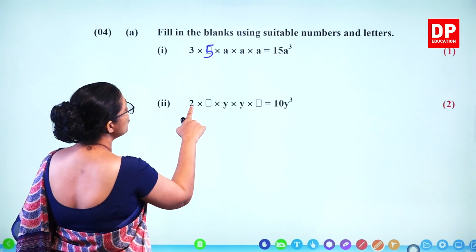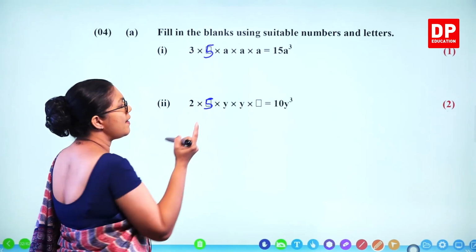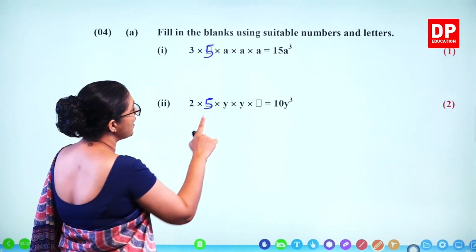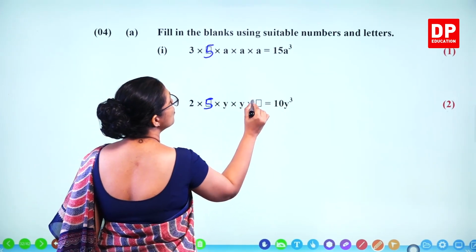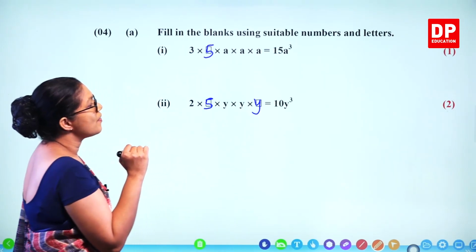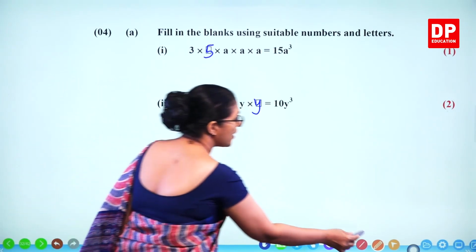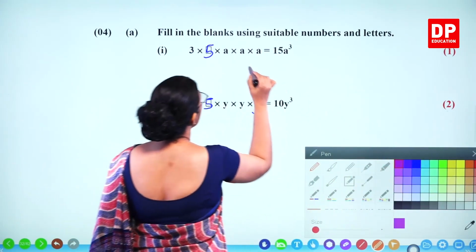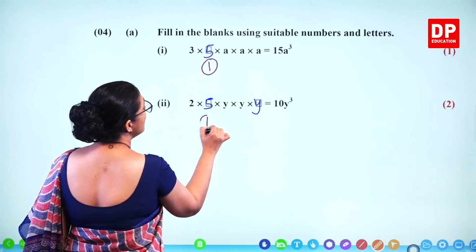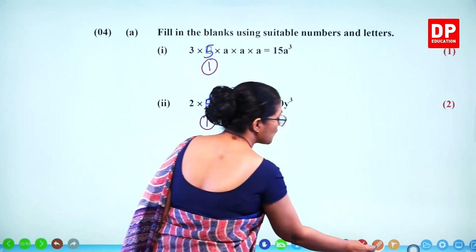10 is there. So 2 times 5, you get 10. How many Y's? 3 Y's. 1, 2. So you need to write another Y. So you are getting 1 mark for here. 1 and 1. 2 marks for this one.